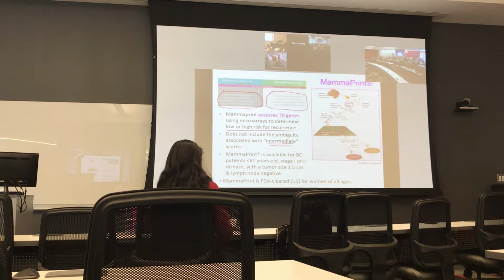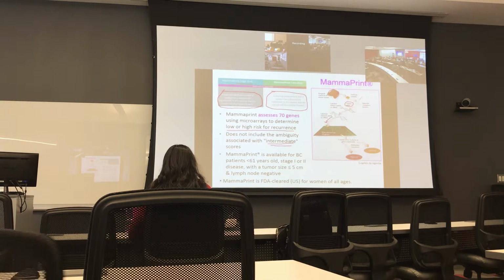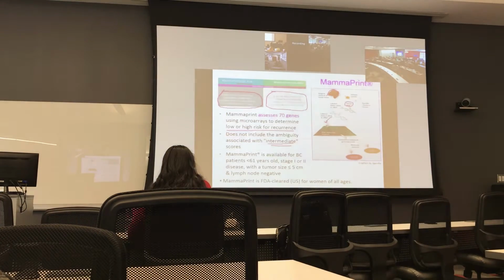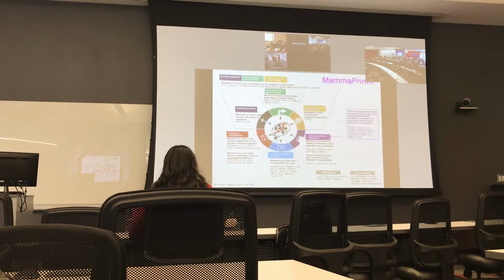And MammaPrint, of course, as I showed you on the previous slide, is FDA approved and cleared for usage. And so I wanted to look up and see what are these 70 genes that MammaPrint is looking at. And there aren't really genes here that I expected, like P53, MAP kinase, AKT, PI3 kinase signaling pathway, EGFRs. That's not what you see. But this is the hallmarks of cancer, and these are only the 6 hallmarks, not the updated 11 hallmarks.